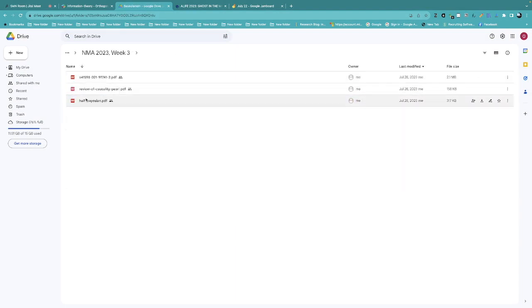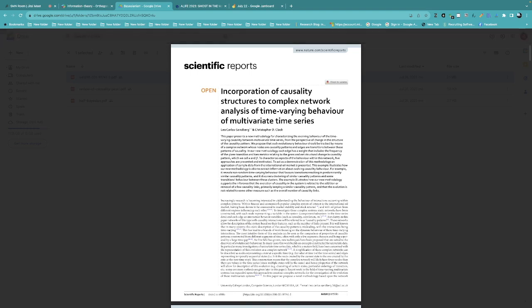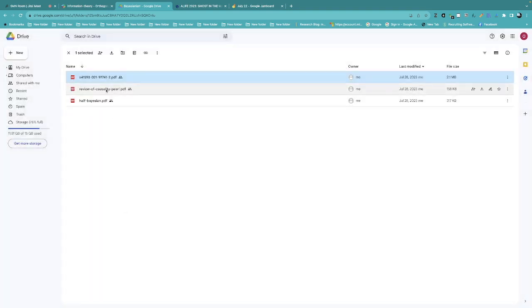And then finally, Bayesianism, and these are just examples of Bayesian applications, where they incorporate causality structures into a complex network analysis. Complex network analysis introduces this non-transitivity a lot of times. And so this is a problem that can be solved in different ways.